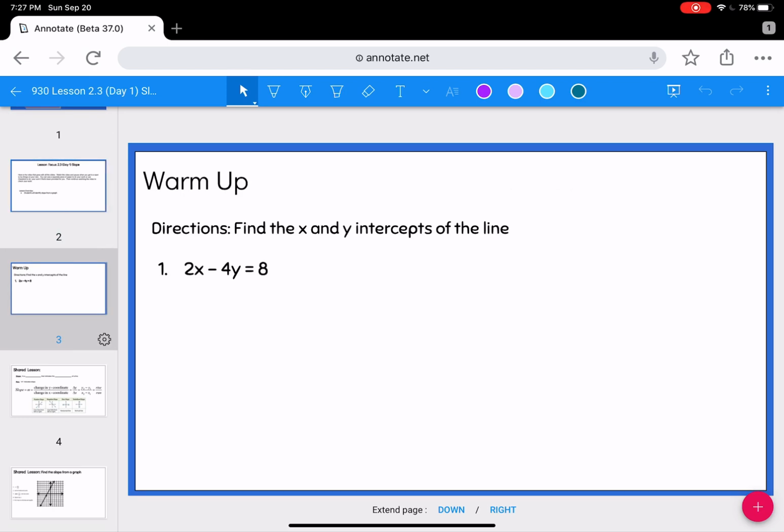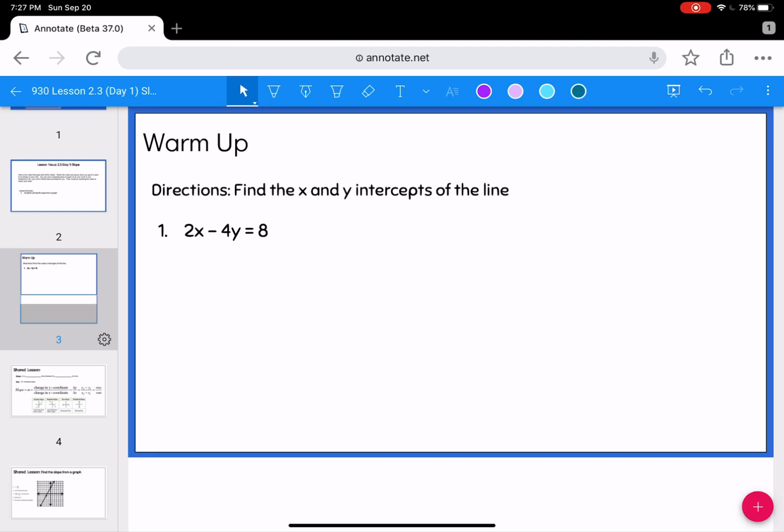For our warm-up, we're going to go over what we did yesterday. So it's finding the x and y intercepts of a line. If you want to pause this video so you can try the warm-up on your own, then you can click play when you want to check your answer.